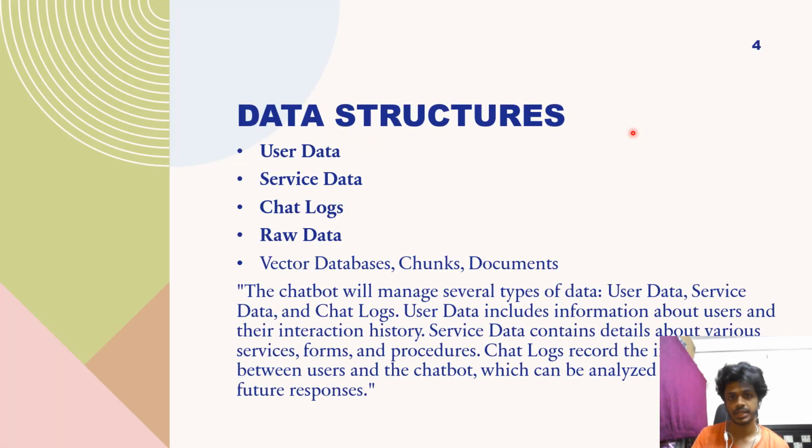Talking about the underlying data structures of our project, we use raw data, vector databases, chunks, and documents. In a classical way of explaining the data structures, there are three types of them: user data, service data, and chat logs. So this chatbot will manage several types of data, broadly classified as user data, service data, and chat logs. User data contains all the information about the users and their interaction history. Service data, on the other hand, contains the details about the various services, procedures, and forms. And chat logs record the conversation between the user and the chatbot.